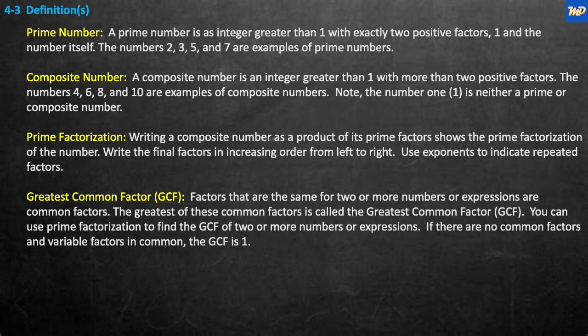And then lastly, the greatest common factor, the GCF. Factors that are the same for two or more numbers or expressions are common factors. The greatest of these common factors is called the greatest common factor. You'll use prime factorization to find the greatest common factor of two or more numbers or expressions. If there are no common factors and no variable factors in common, the GCF is 1.